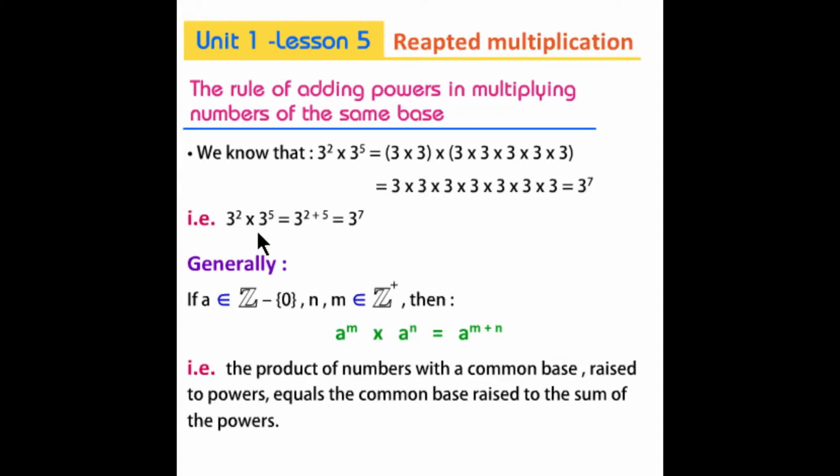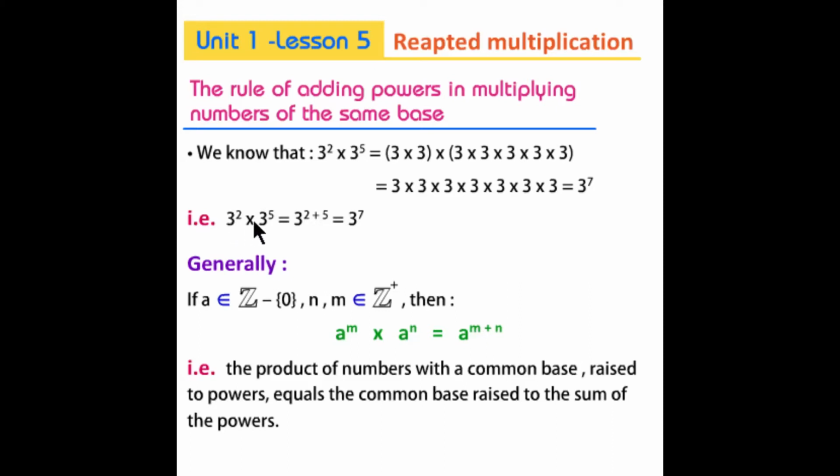3 to the power 2 times 3 to the power 5 equals 3 to the power 2 plus 5, which equals 3 to the power 7. Generally, if A belongs to the integers excluding 0, and N and M are positive, then A to the power M times the same base A to the power N equals the same base to the power M plus N.